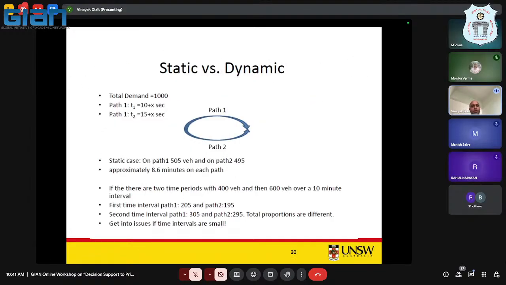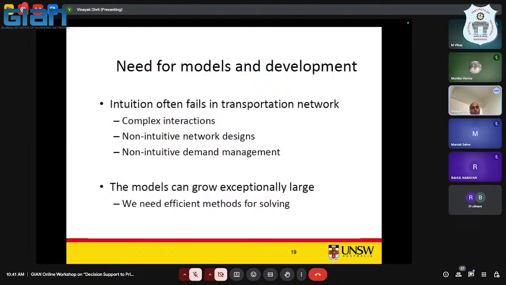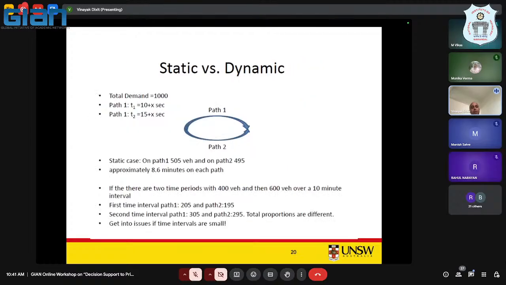So the only thing we did was static, right? The next step is called dynamic. So you can start having the concept of dynamic models. What is a dynamic model? A dynamic model incorporates the travel time of the next time step.